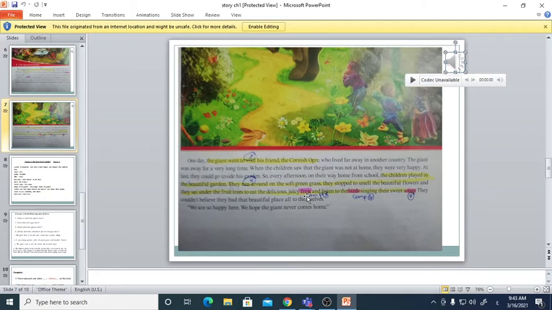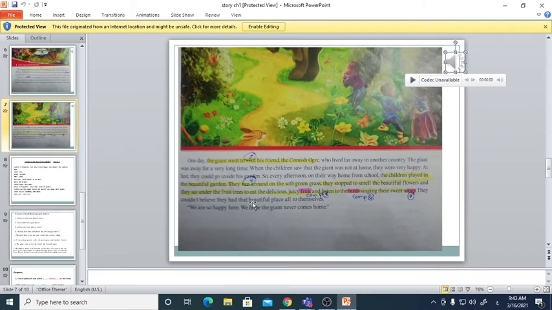They couldn't believe they had that beautiful place all to themselves. They can't believe it. They have that beautiful place for themselves. "We are so happy here. We hope the giant never comes home." That's what the children are saying. Who said this? The children. They said, "We are so happy. We hope the giant never comes home."